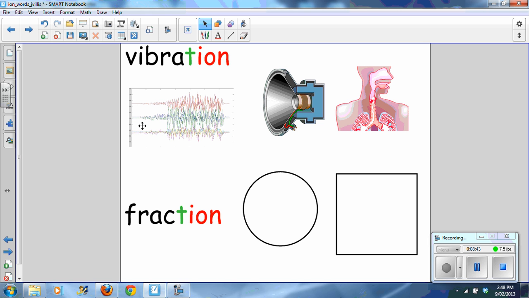Vibration. Vibration is the name or is a word that we give to when things actually move, okay? When they move, they vibrate. It's a constant movement back and forth. You can't actually see sound, but sound is actually air which is vibrating. And if you record it, it looks like this. The sound from the speakers vibrate in order for you to hear the sound.